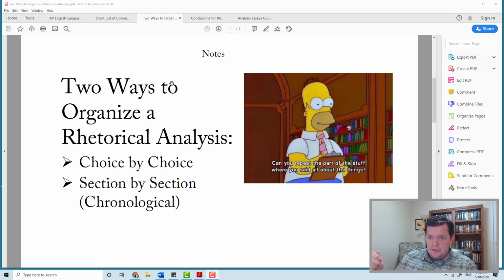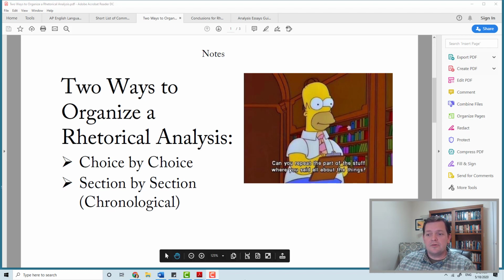So basically you can either analyze it choice by choice or section by section in a chronological way. And your sections may be divided based on tone, may be divided based on content, may be divided based on syntax, may be divided based on perspective. There's any number of things that may indicate those changes.